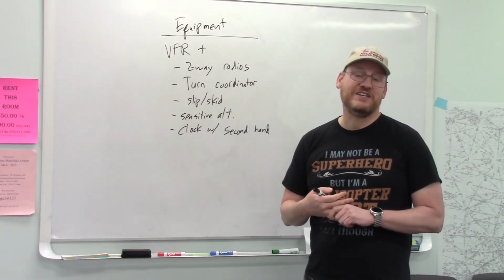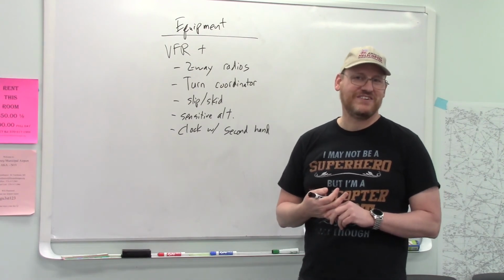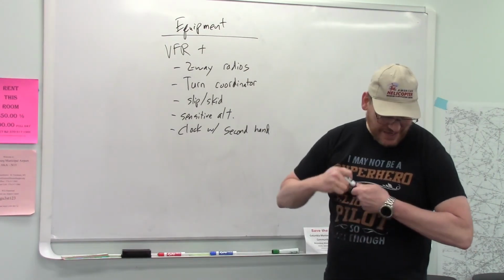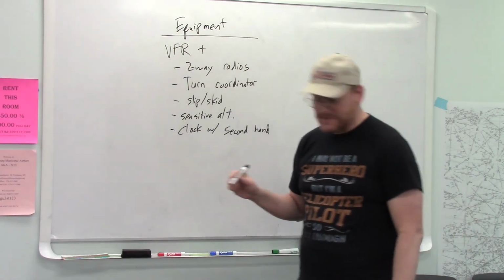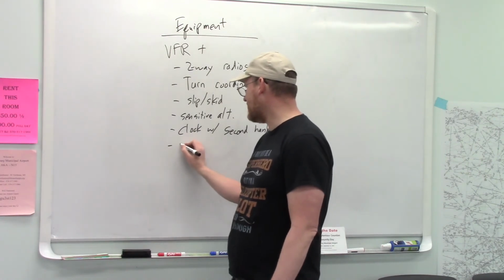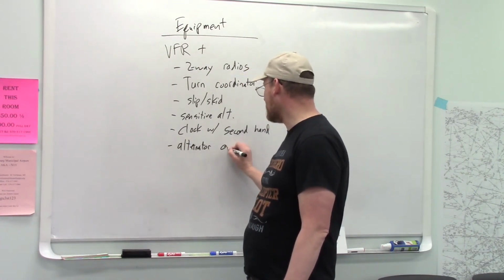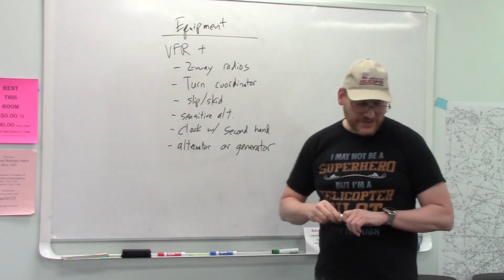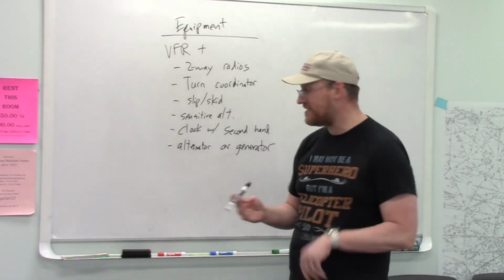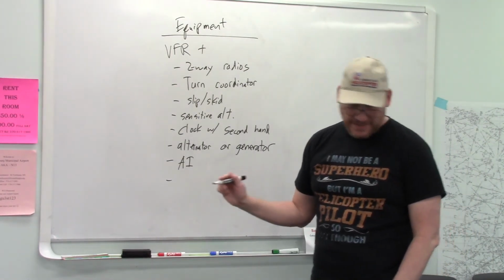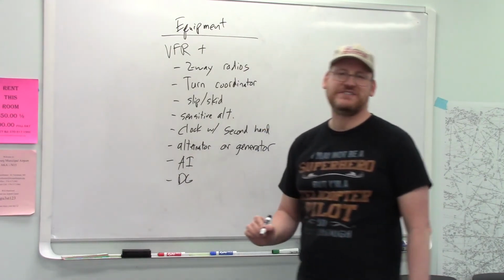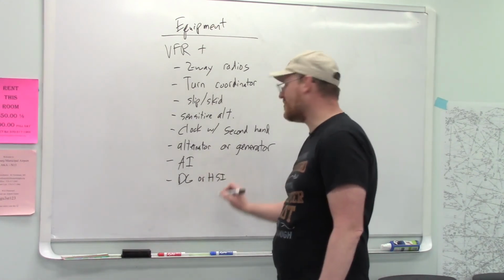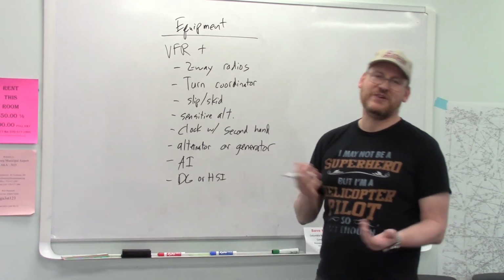By the way, if you have a GPS, you have a clock, because every GPS receiver receives the time. So you can always get the time from your GPS. You have to have a source of energy, so an alternator or a generator. Alternators are better, probably already knew that. You need a pitch and bank indicator, basically an AI, and a DG or equivalent. Equivalent means DG or HSI, or if you have a glass panel display, you have an equivalent.